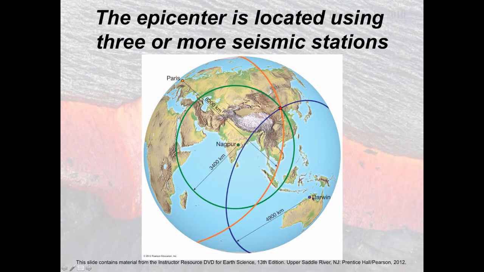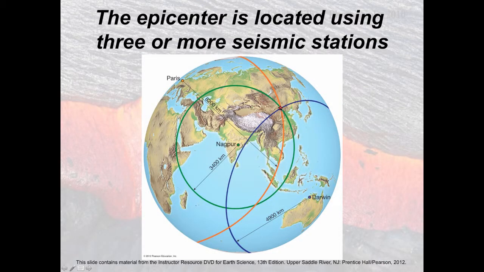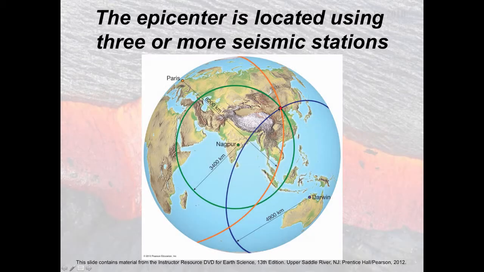If you do the same thing from Darwin, Australia, where that other seismogram was located, and draw a circle of 4,900 kilometers all around the Earth, it will intersect the Paris line, which is orange, in two places. It intersects it right there, and it intersects it right there. So that means that an earthquake happening 4,900 kilometers from Darwin and 8,200 kilometers from Paris could be located here or here.